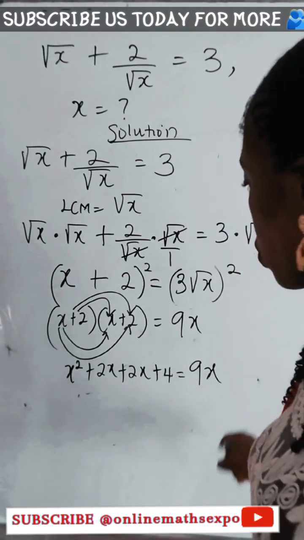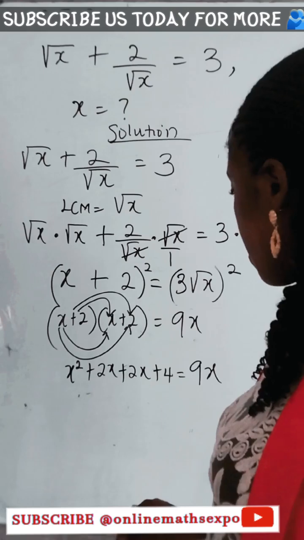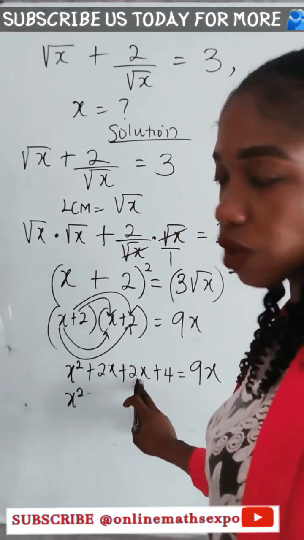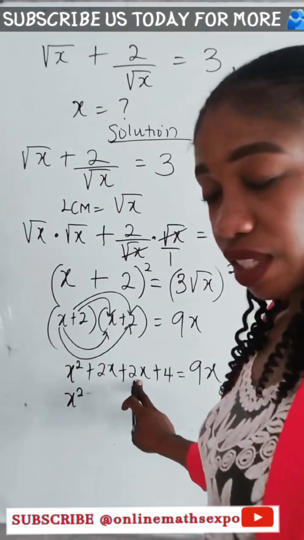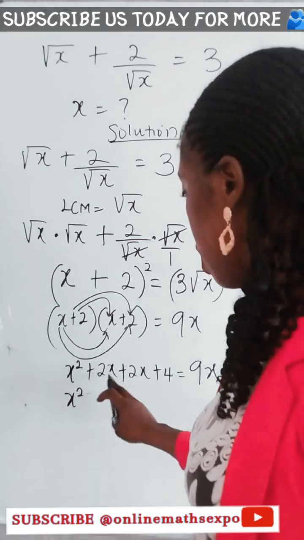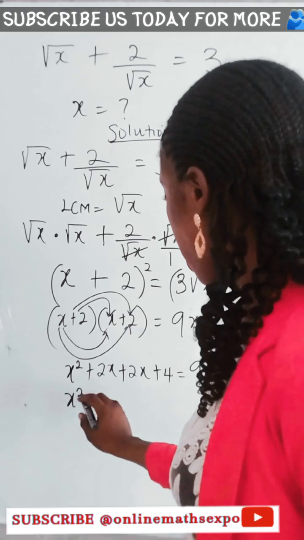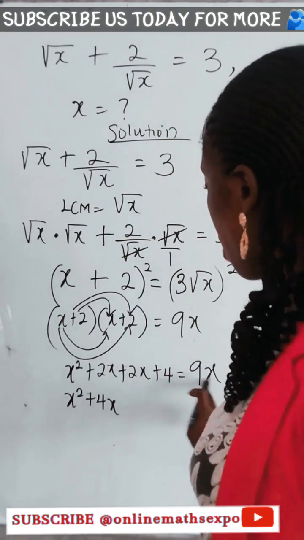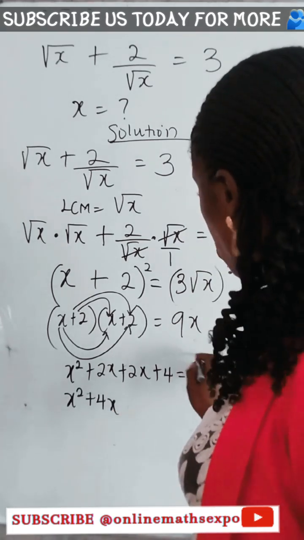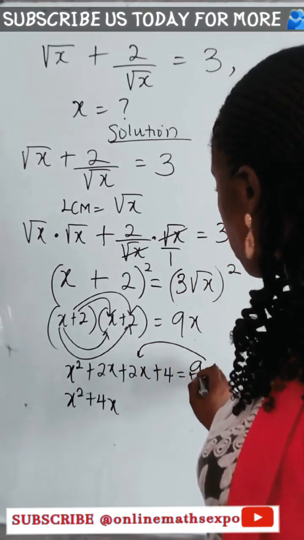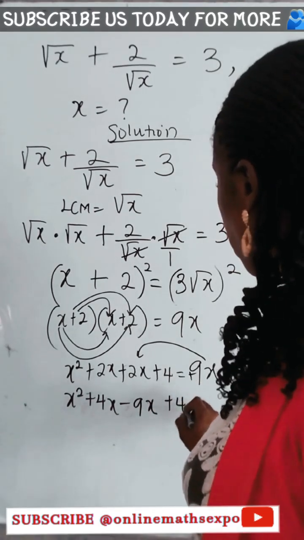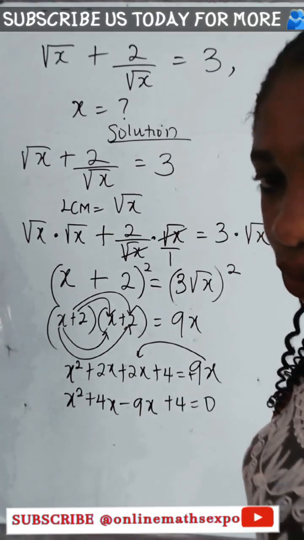Okay? So at this point, we are going to collect like terms. So we have x squared, 2x plus 2x are like terms. So we are going to add them together. 2x plus 2x will give us 4x. Then this 9x is the same term with x, so we're going to move it to the left side. And you know it's positive, so it will be negative 9x plus 4 is equal to 0.